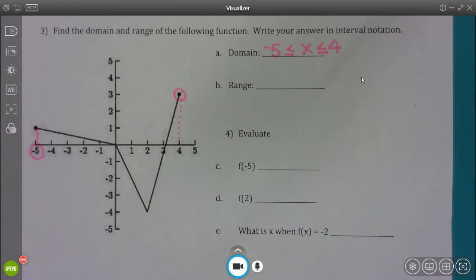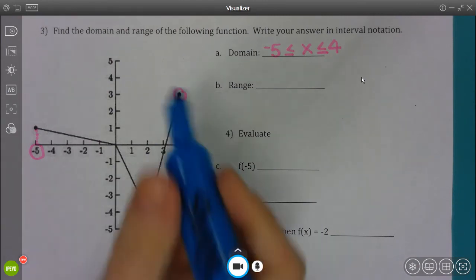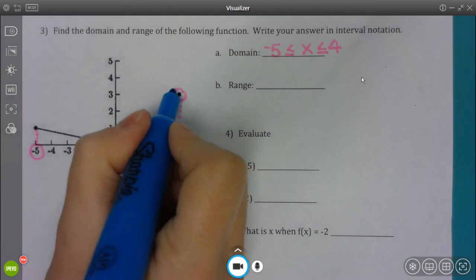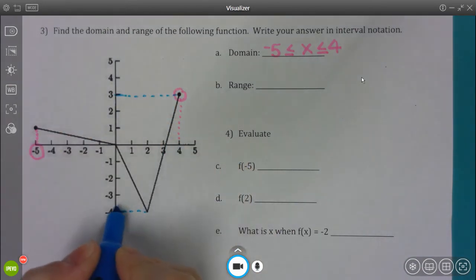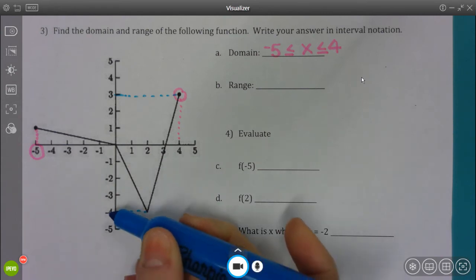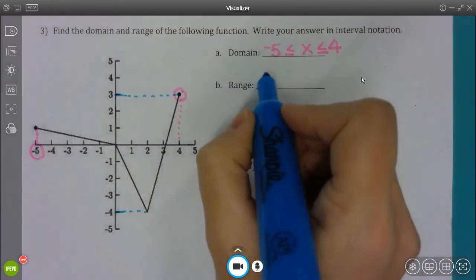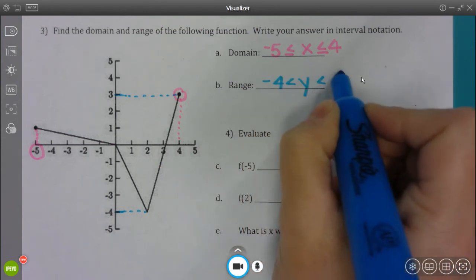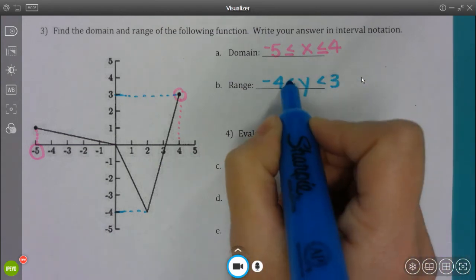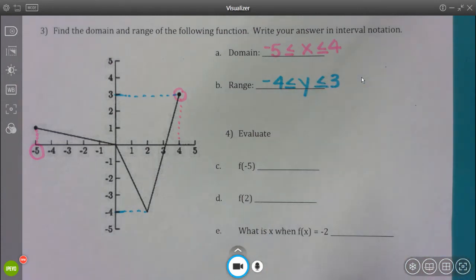And then we're going to do the same thing for range, but I'm going to use my absolute maximum and my absolute minimum. And I go from the smallest number to the biggest number. So I have -4 is less than y is less than 3. And again, these are both going to get equal to's because there is not arrows and there are actual points at both of those y values.